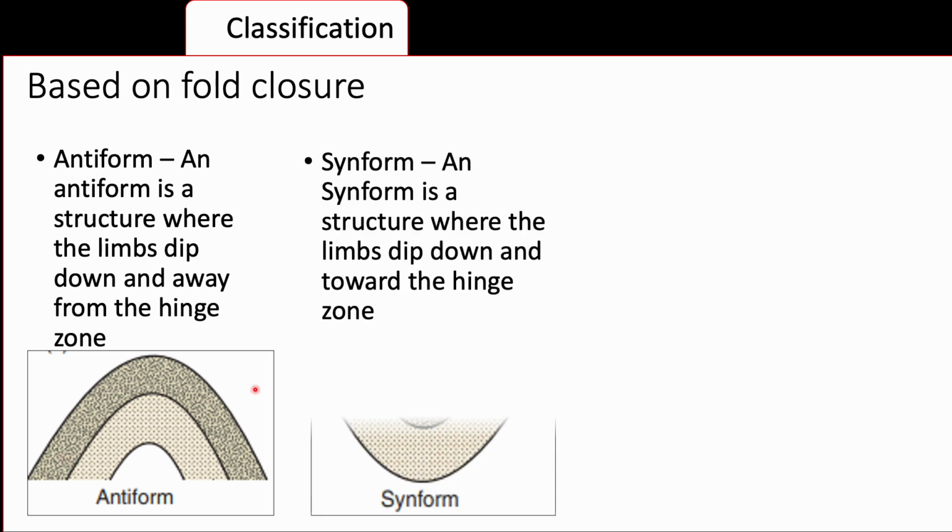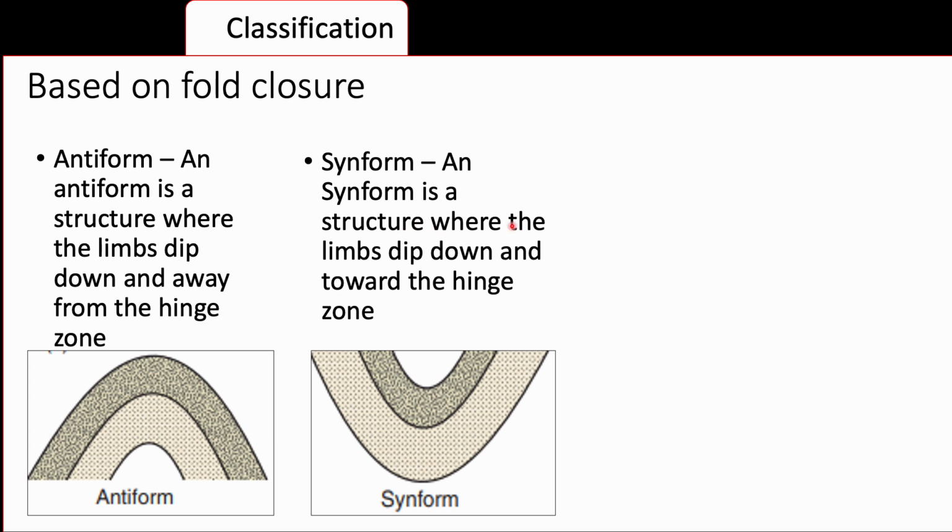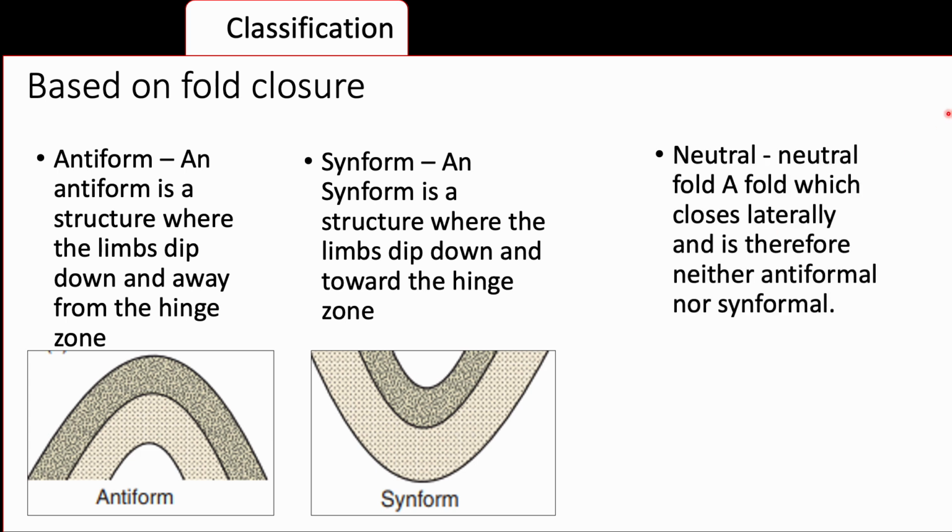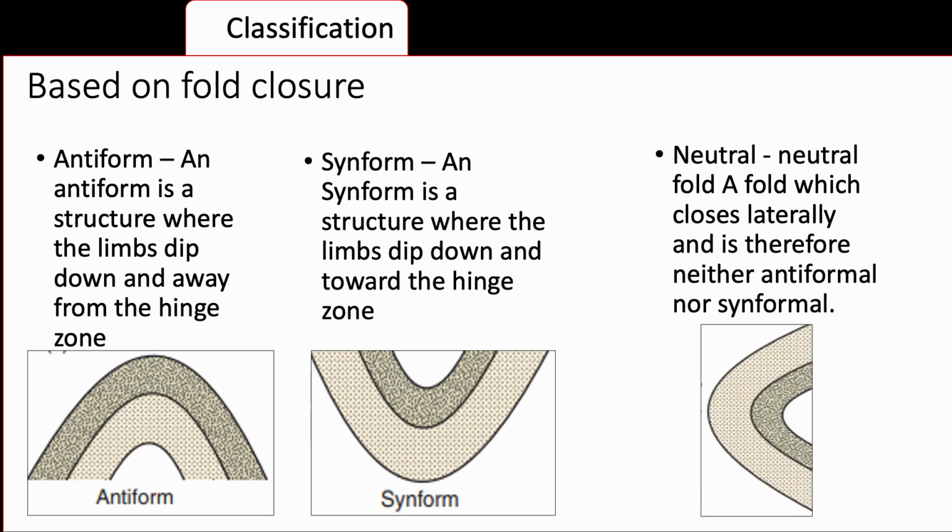And next we have synform. A synform is a structure where the limbs dip down and toward the hinge zone. As we look at the figure, the limbs are dipping toward the core of the fold and hinge. This is known as synform. Then we have a fold known as a neutral fold, a fold which closes laterally and is therefore neither an antiform nor a synform. This is a neutral fold.